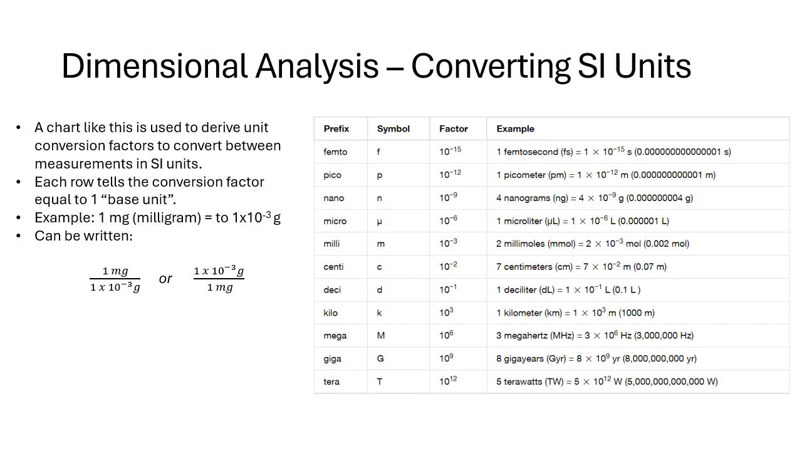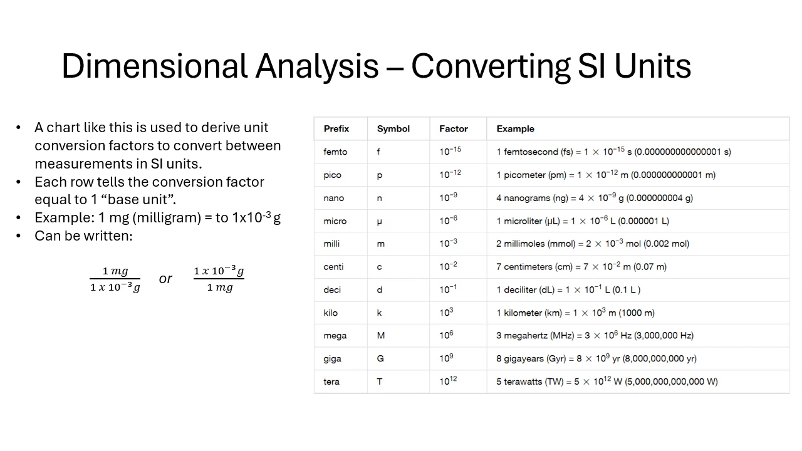First, we're going to practice doing the dimensional analysis to convert between SI units. And to do that, we have the chart from the textbook from section 1.4 that shows us the conversion factors between the different prefixes given to our SI units. Each row in this table tells us the conversion factor equal to one base unit.